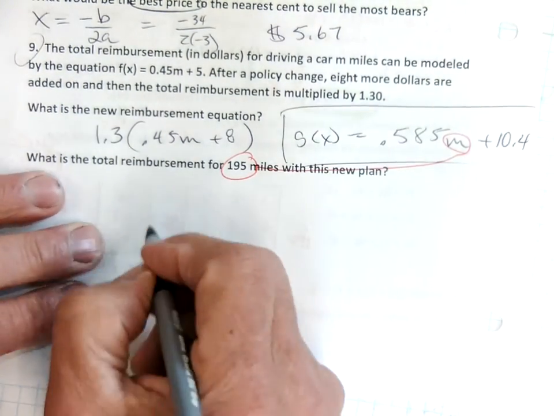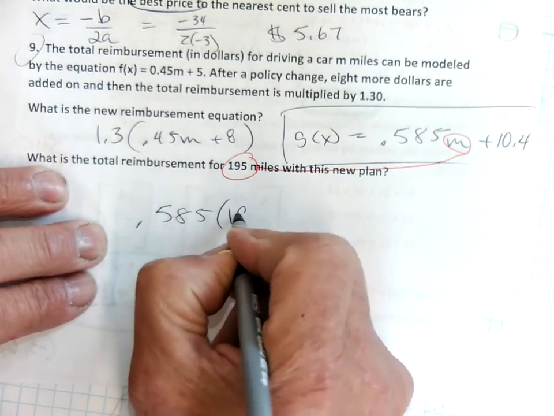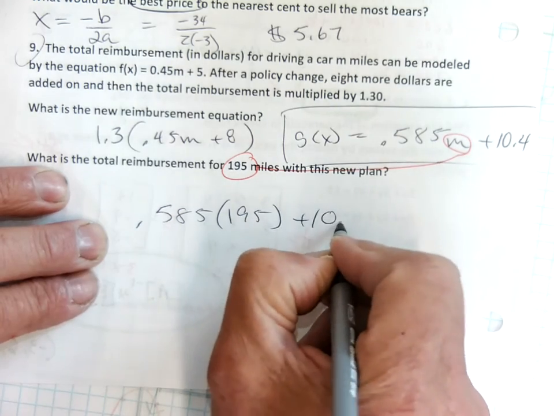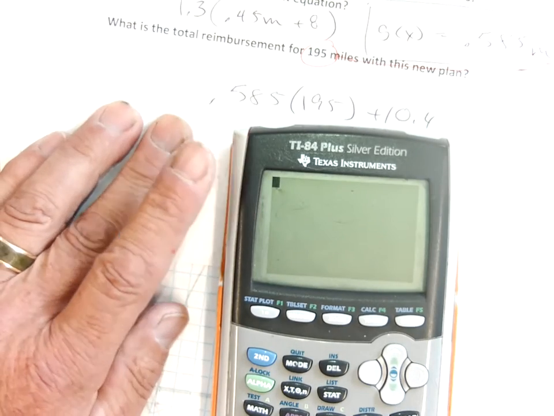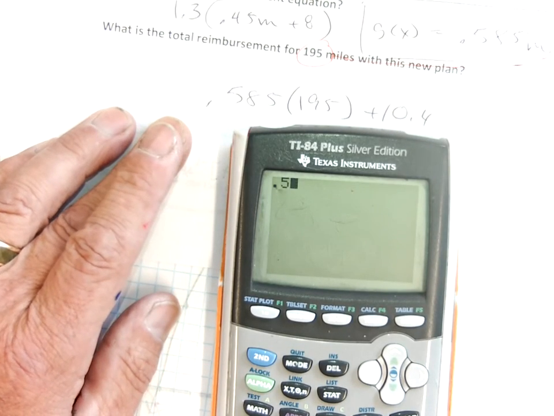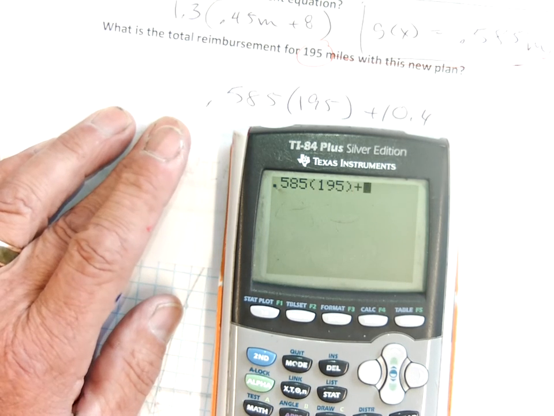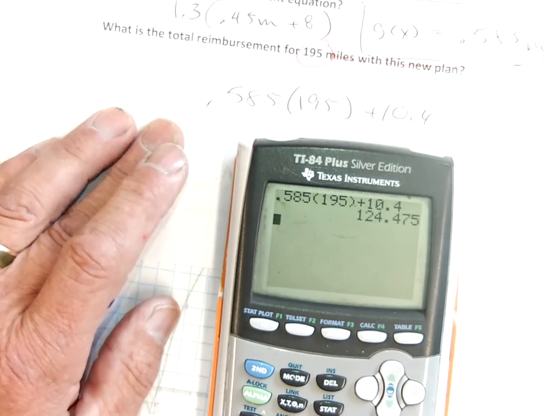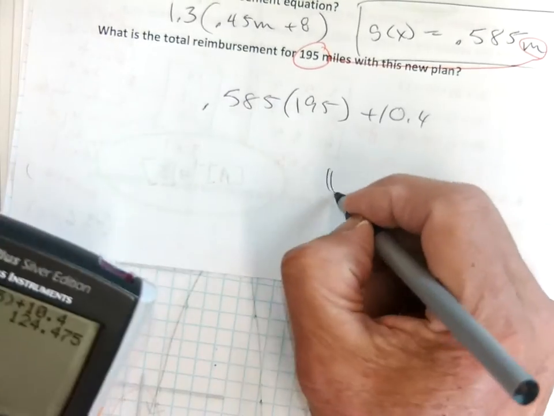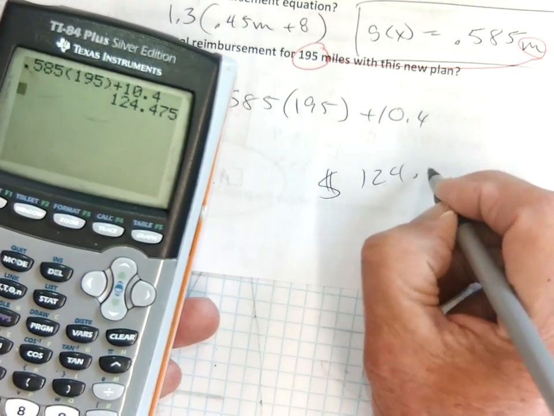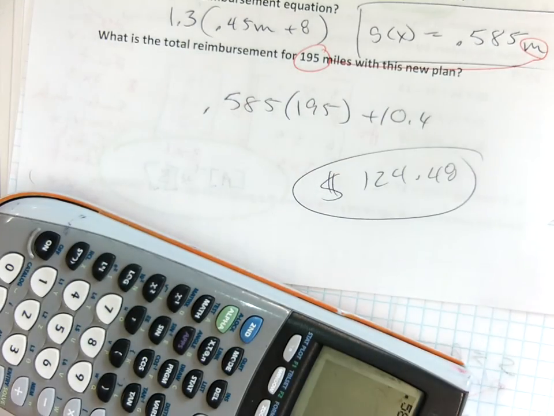We're going to go 0.585 times my 195 plus 10.4. I'm going to use a calculator, obviously. So let's see how much money we're going to charge them. 0.585 times 195 plus 10.4. They're going to owe me about $124 and 48 cents, $124.48. Okay, so that's it. That's what your test is like.